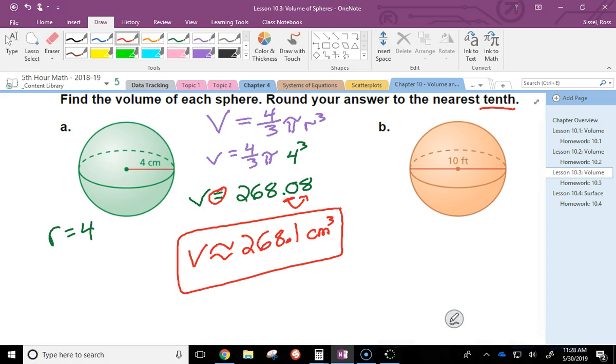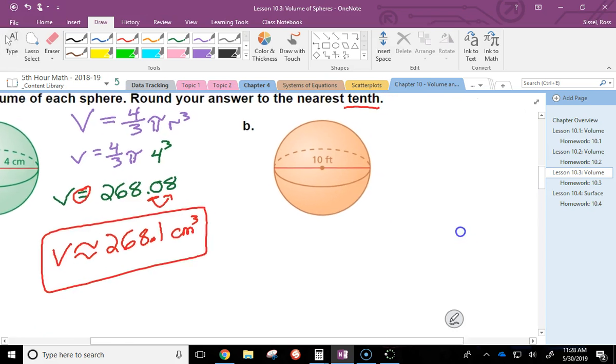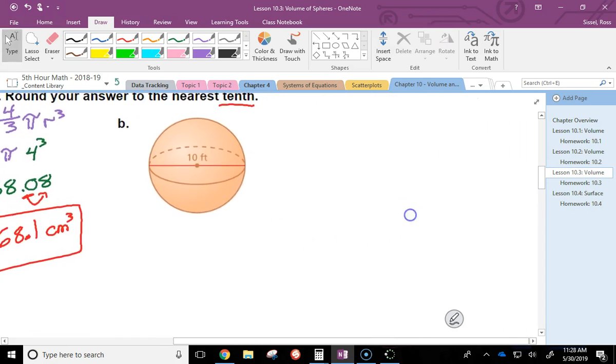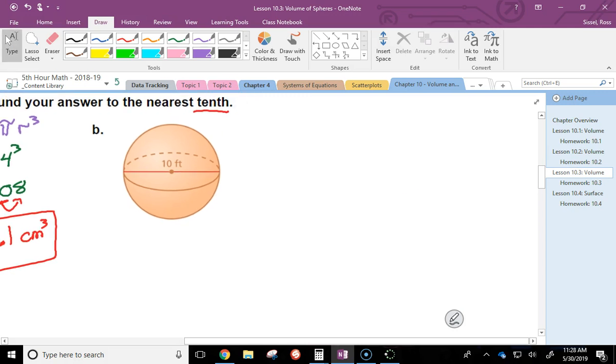Any big question on how we do this? Once you have the equation, it's really simple for the most part. Any big questions? I don't want you looking at your questions, I want you to find it. What about B? What's the difference?